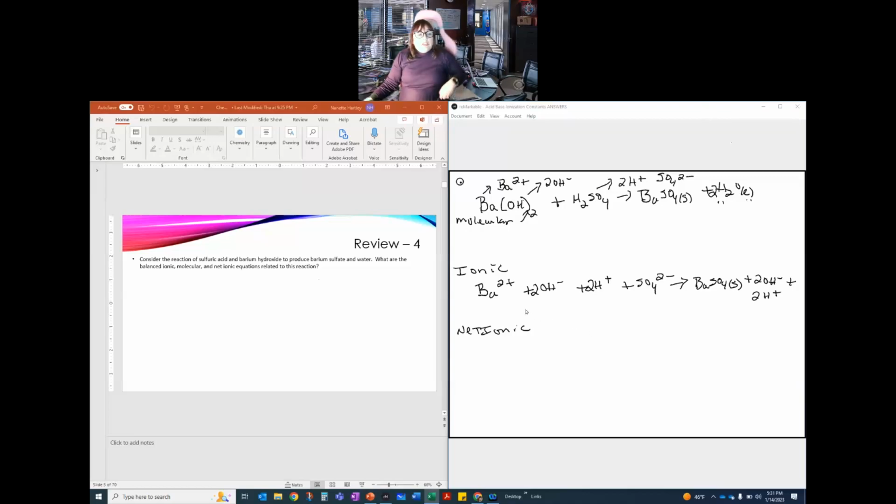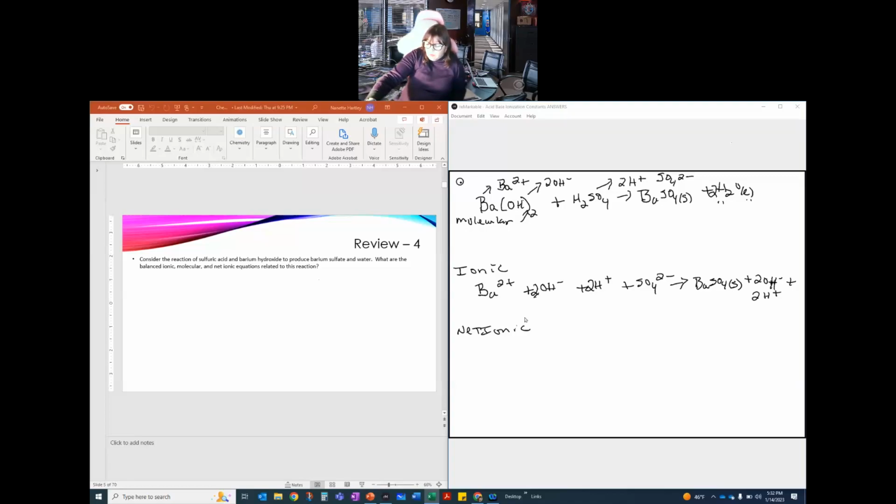Now notice, I did the ionic first because I need to know what those charges are to be able to balance the molecular equation. So in order to get those charges right, I need to know what the charge is on each of them. So that's why I do that one first. My net ionic equation is where we're talking about only the quote-unquote interesting chemistry. So since I made a solid, I want to talk about that. Now the other thing, this OH- that exists here, and this OH- that exists here as a product, those are exactly the same. That OH- has done nothing.